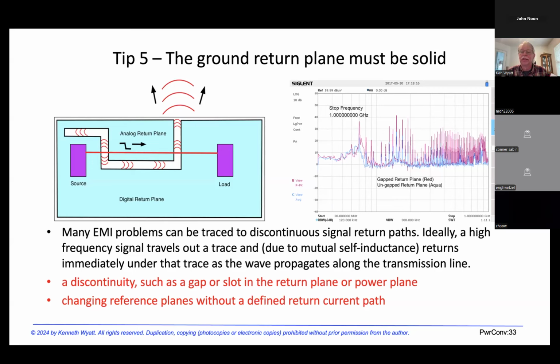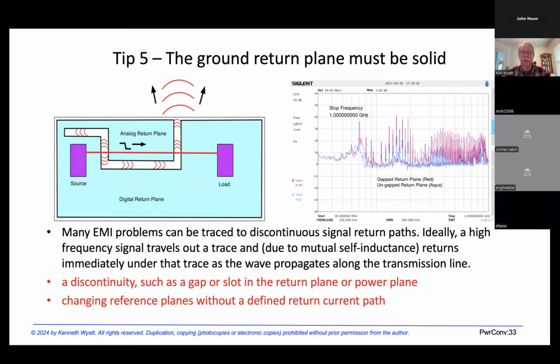In red is the EMI of a trace over a gap. And if we're running that same trace over a solid return, that's in blue, and you can see there's quite a difference.